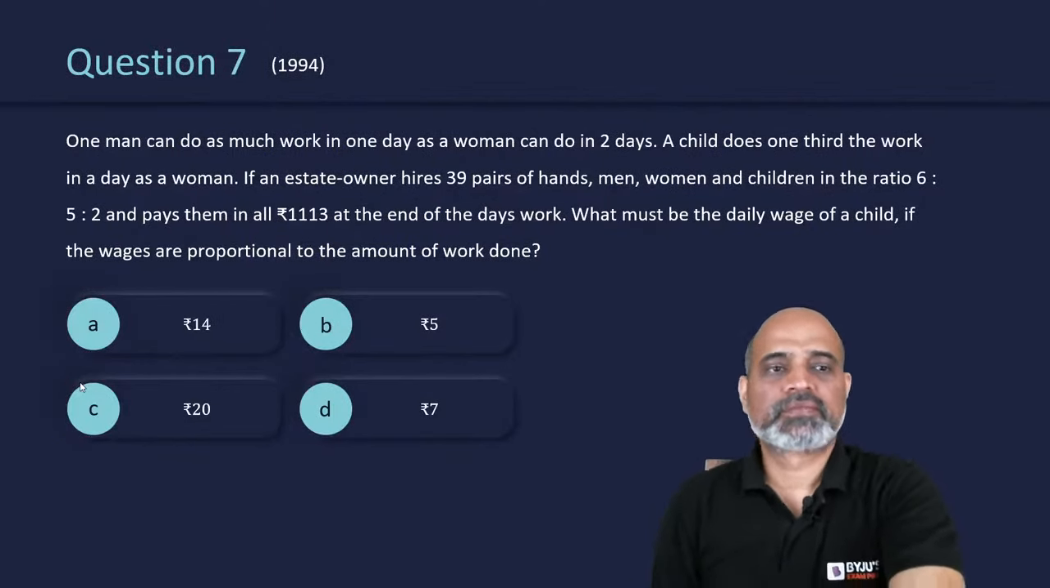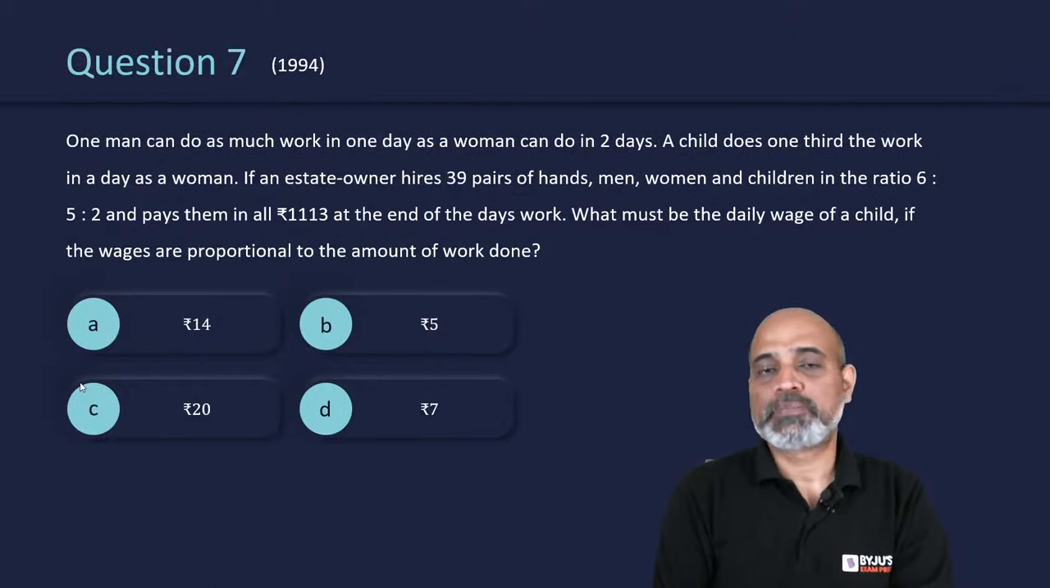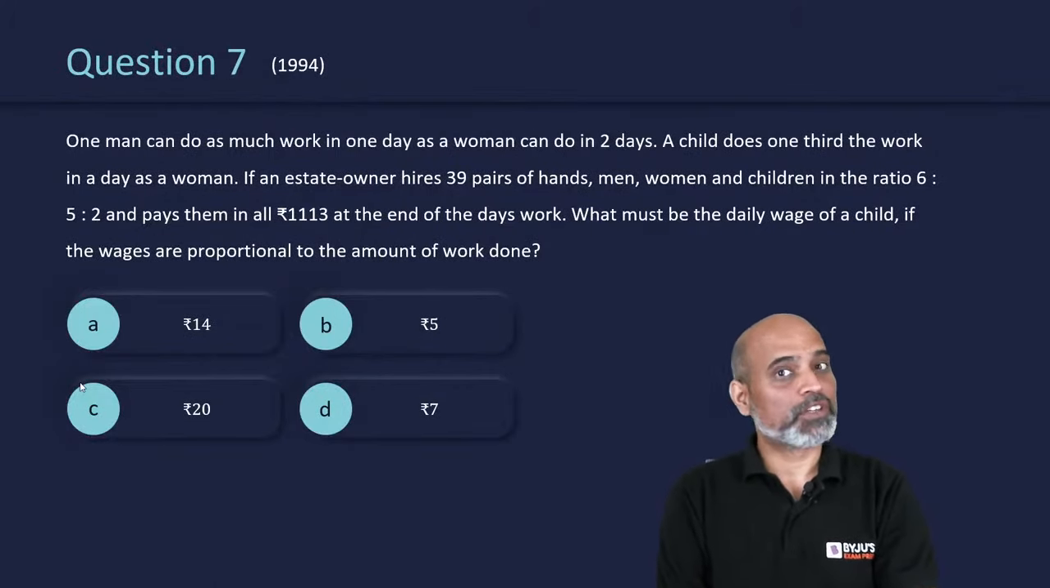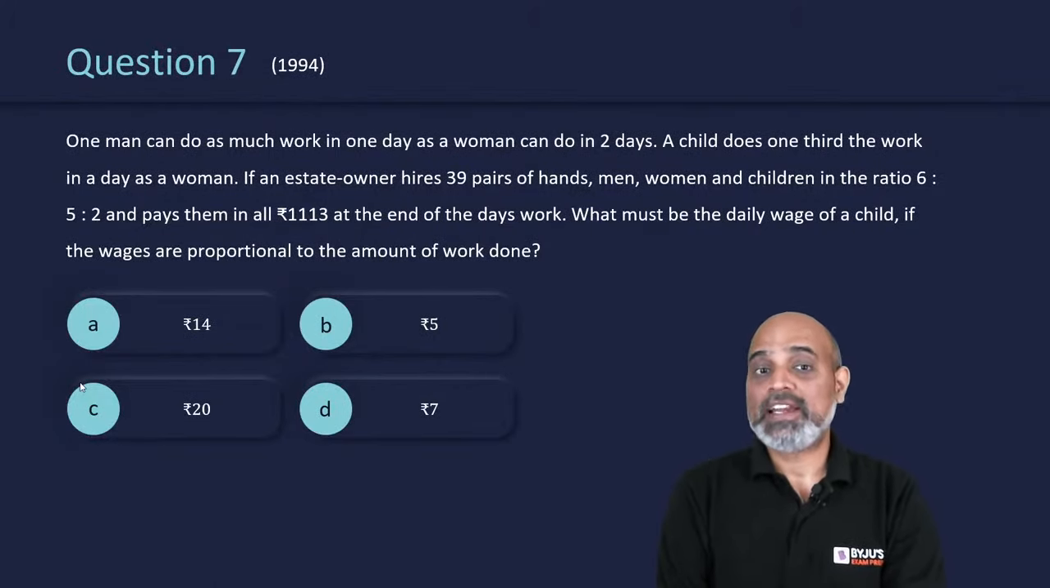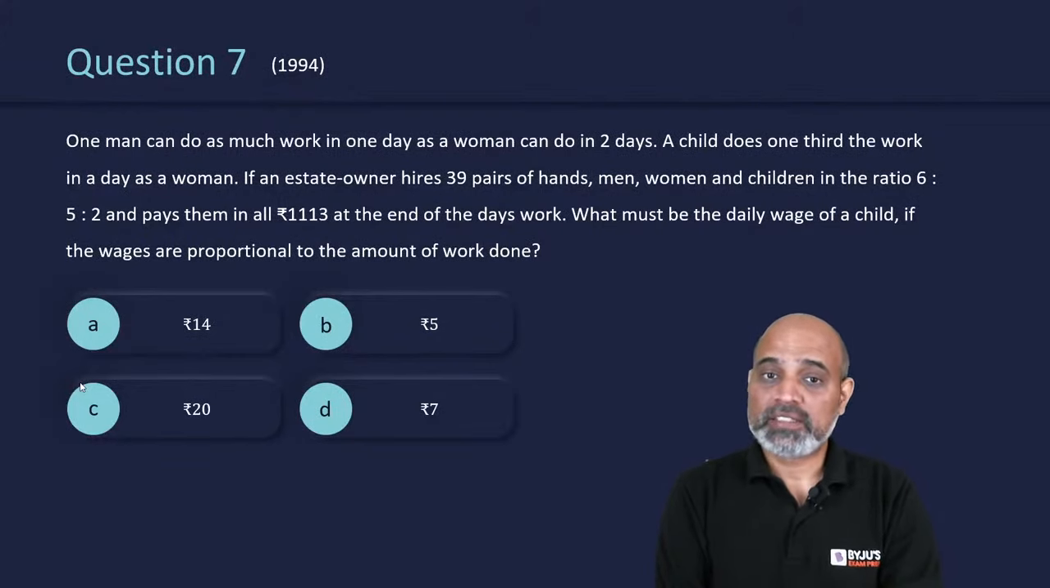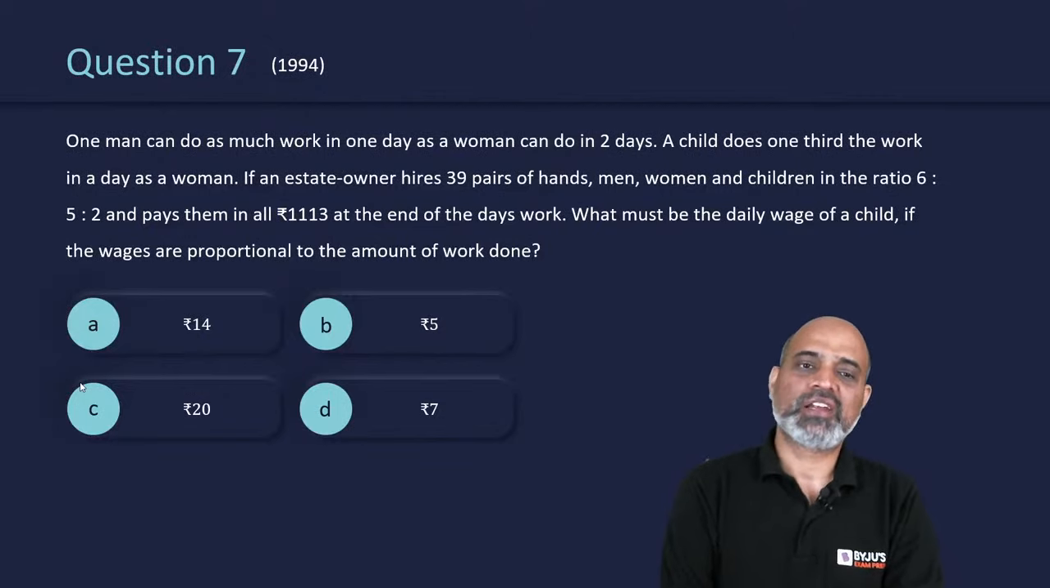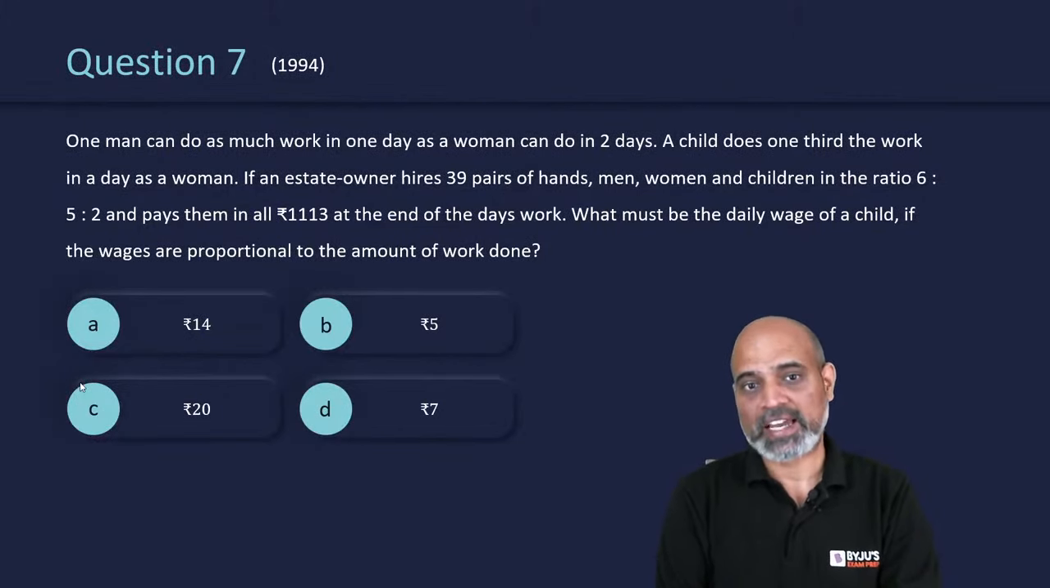Next question. One man can do as much work in one day as a woman can do in 2 days. Take a pause. Time and work ka question hai. A child does 1/3 the work in a day as a woman. If an estate owner hires 39 pairs of hands, men, women and children in the ratio 6:5:2 and pays them all 1113 at the end of the day's work, what must be the daily wage of a child if the wages are proportional to the amount of work done?